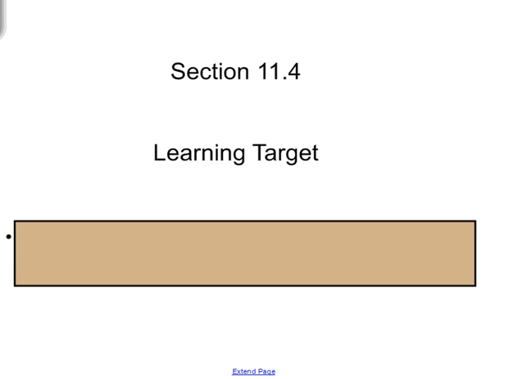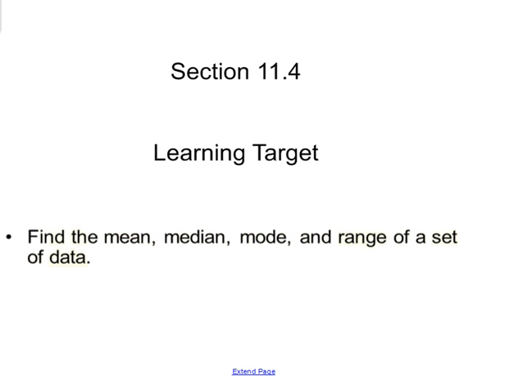Today we're going to be watching our review video for Chapter 11, Section 4. We'll start with our learning target for today. Our learning target is to find the mean, the median, the mode, and the range of a set of data.